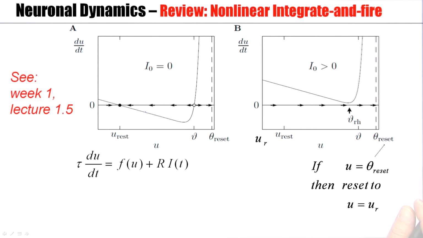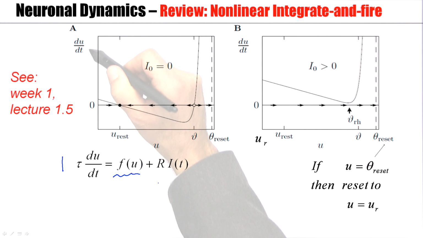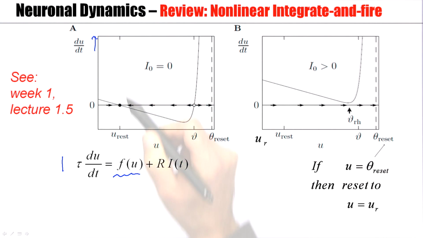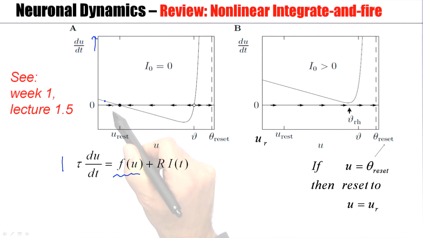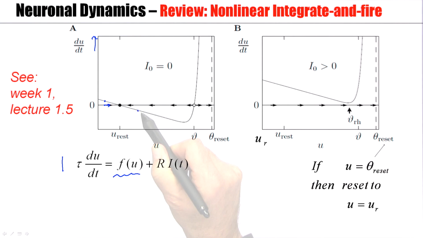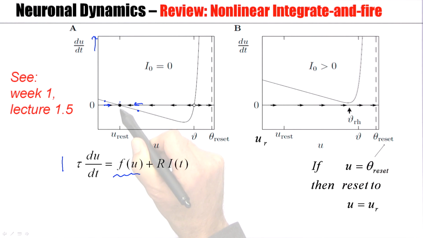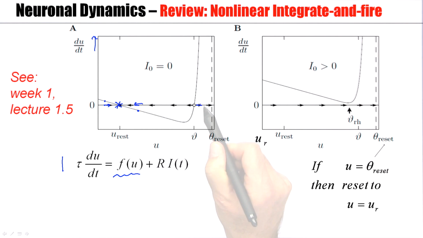Now, in week 1, we have seen a very simple neuron model. The neuron model consists of just one differential equation, and this can be described by some nonlinear function. And if you plot here the derivative du/dt, then this means if this function f is positive, I have movement to the right. If it's negative, I have movement to the left. So this would be a stable fixed point of the dynamics. There's an unstable fixed point up here.